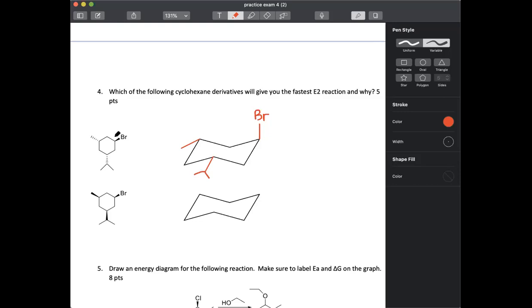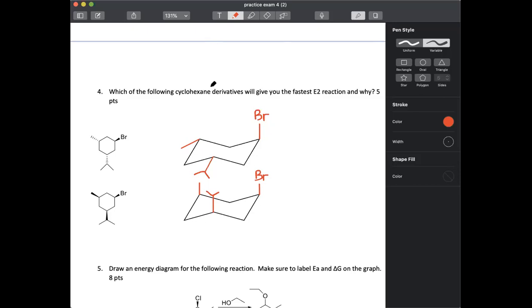Same thing here, right? Bromine's in the same spot, same orientation, so we could just make it easy on ourselves. In this case, the methyl is on a wedge, so it's up. So that means here it's going to be axial up. Same thing with the isopropyl, right? Which one of these conformers is lower in energy? Top or bottom? Yeah, it's the top, right?